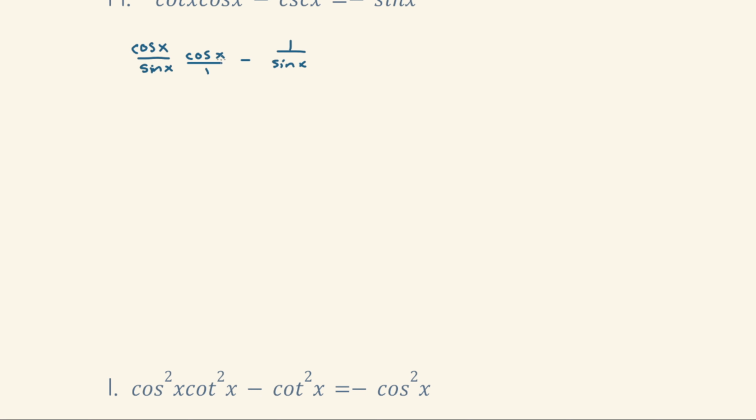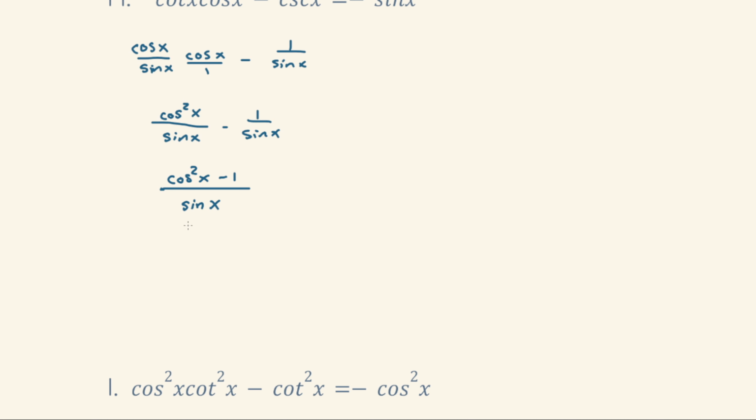And so if we multiply this first fraction out, we're going to get top times top is cosine squared x. Sine x times 1 is just sine x. Okay, and now we're left with this. But we have a common denominator here, so we can just put this all over one fraction, right? Cosine squared x minus 1 divided by sine x.